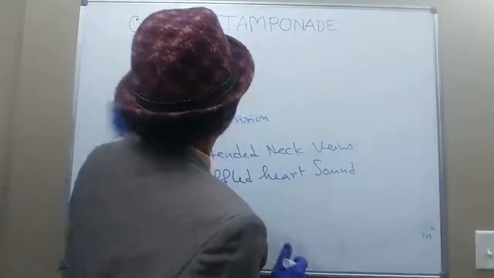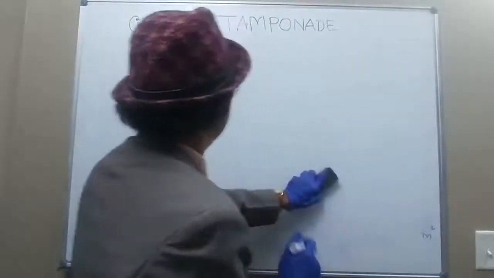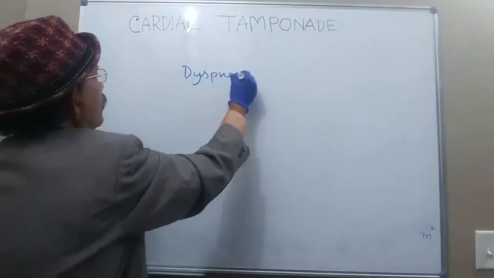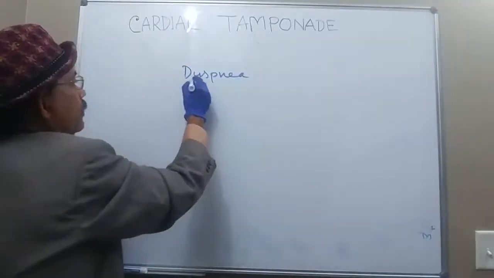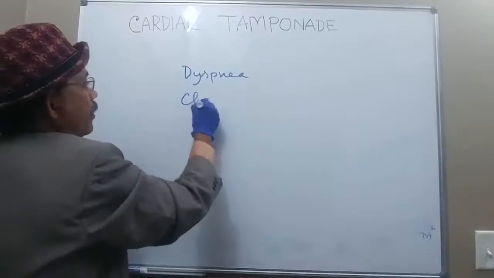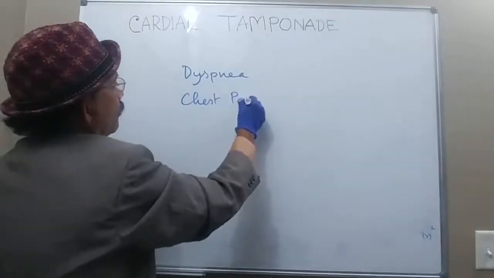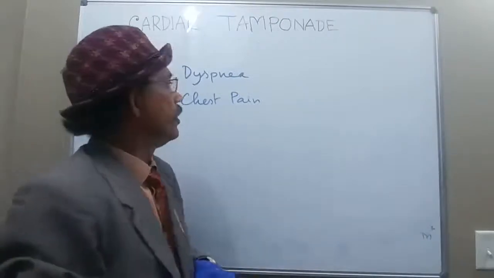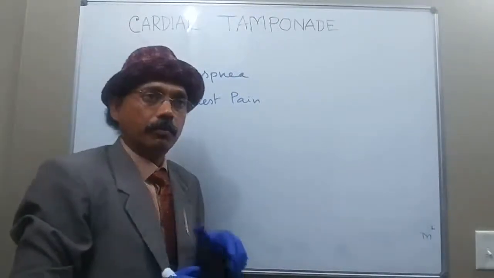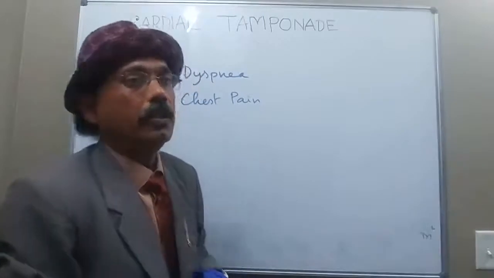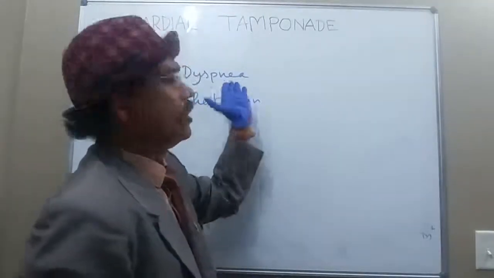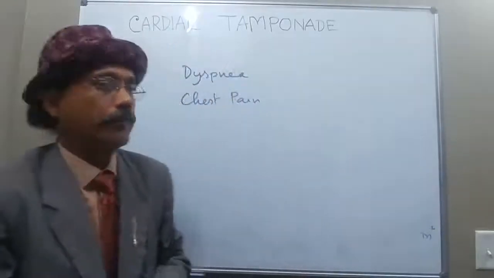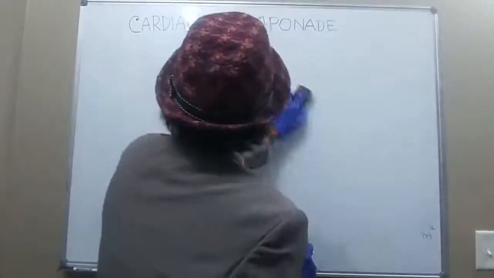Here, the patient will complain of dyspnea, difficulty in breathing. There may be chest pain because of lack of blood flow through the coronary arteries that may lead to ischemic problems in the heart. So there may be chest pain, but usually there is dyspnea because of lack of oxygen to the body. Then we got the signs and symptoms.